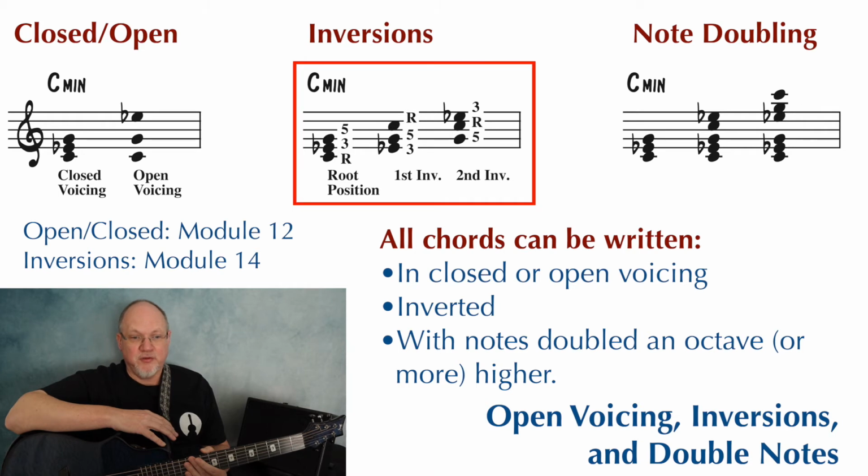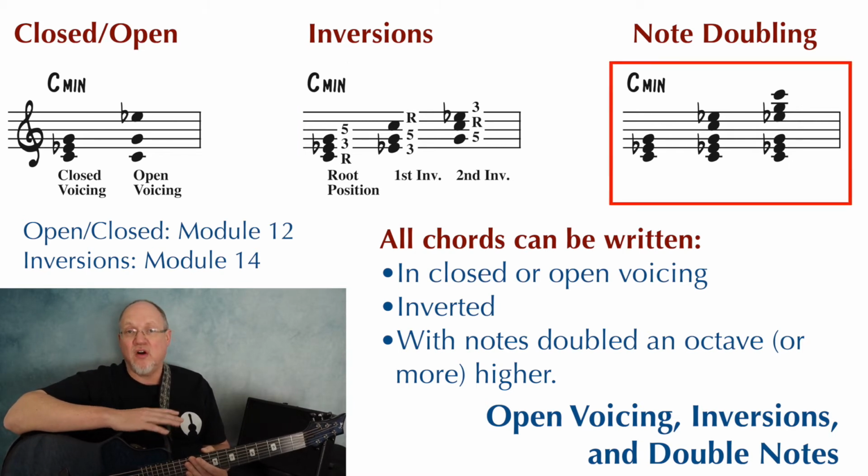Here's a C minor in root position, C, E flat, G, root, 3, 5. First inversion, E flat, G, C, so the third is the lowest note of the chord. And then second inversion, G, C, E flat, the fifth is the lowest note of the chord. And these three chords are all C minor chords. They all have C, E flat, and G. Sometimes there's just more than one of each.